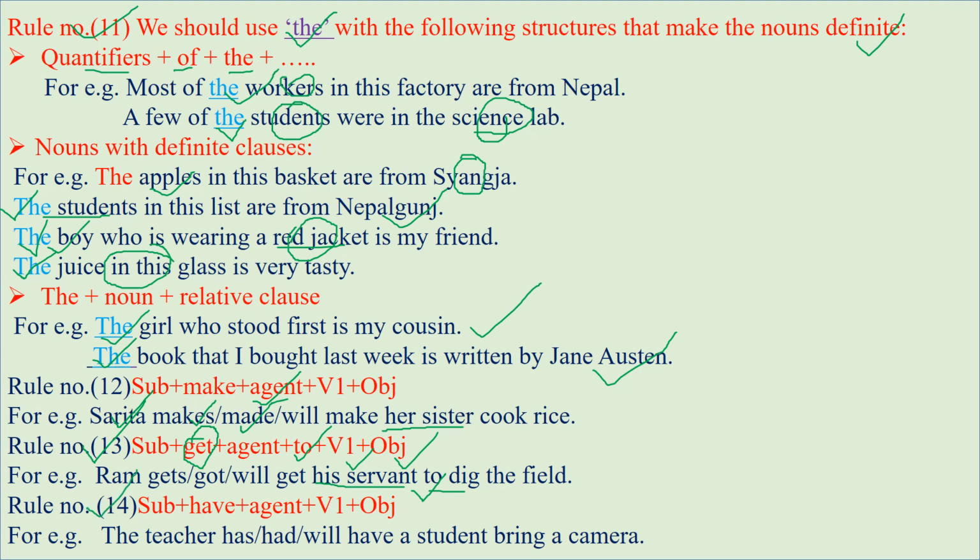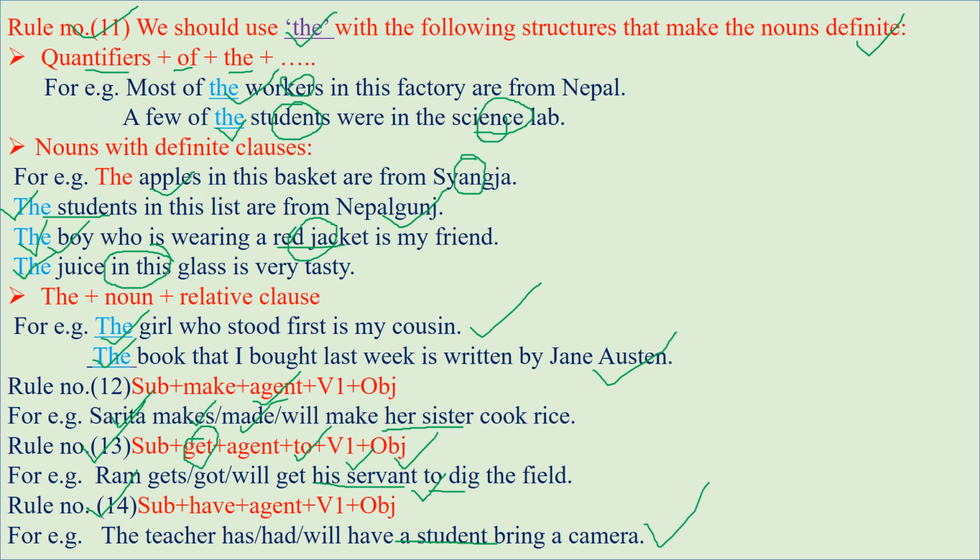Rule number 14. Subject plus have plus agent plus verb 1 plus object. If there is have or has, then we should not use to. We should use bare infinitive. For example, the teacher has a student bring a camera. The teacher had a student bring a camera. The teacher will have a student bring a camera.